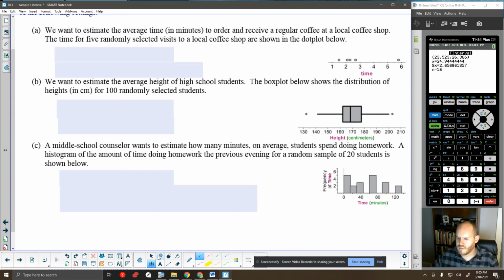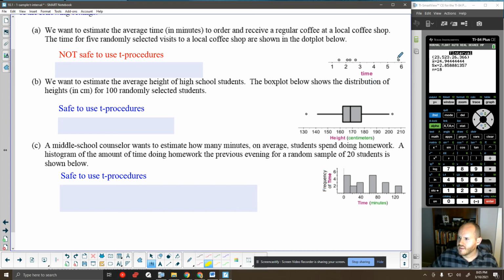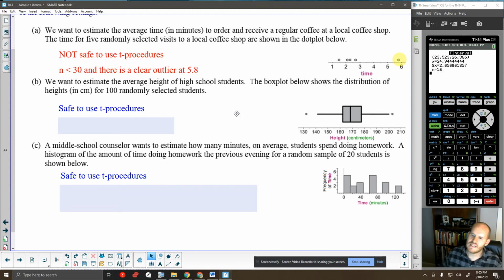Okay, so I'm going to go over them very quickly. So these are the correct responses based off of the given information. A, it is not safe to use T procedures. I cannot construct a confidence interval using the 1 sample T interval for that question, but it is safe for B and C. So why is that the case? The first one, my sample size is only 5, and I have a clear outlier at around 5.8. So because the sample size is small and there is an outlier present, it is not safe to use T procedures.